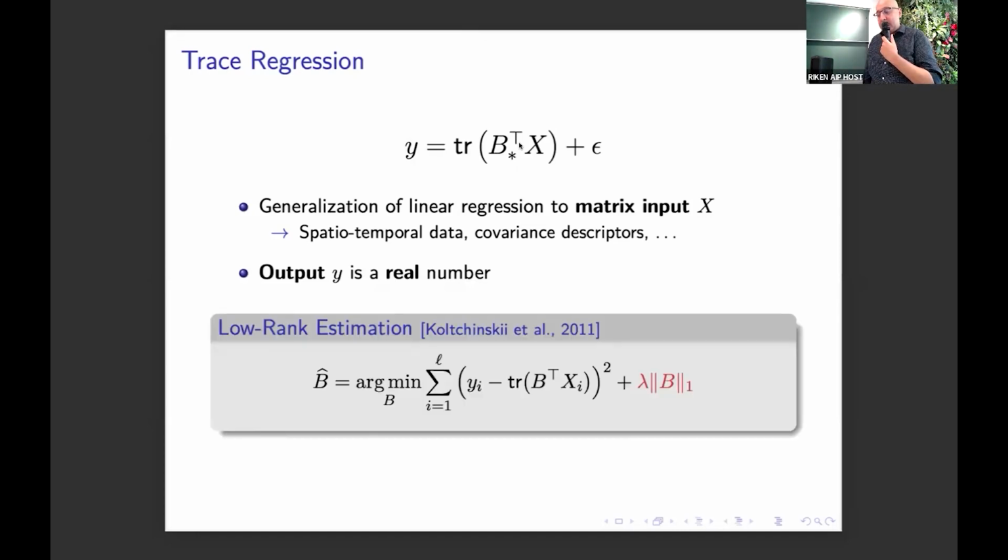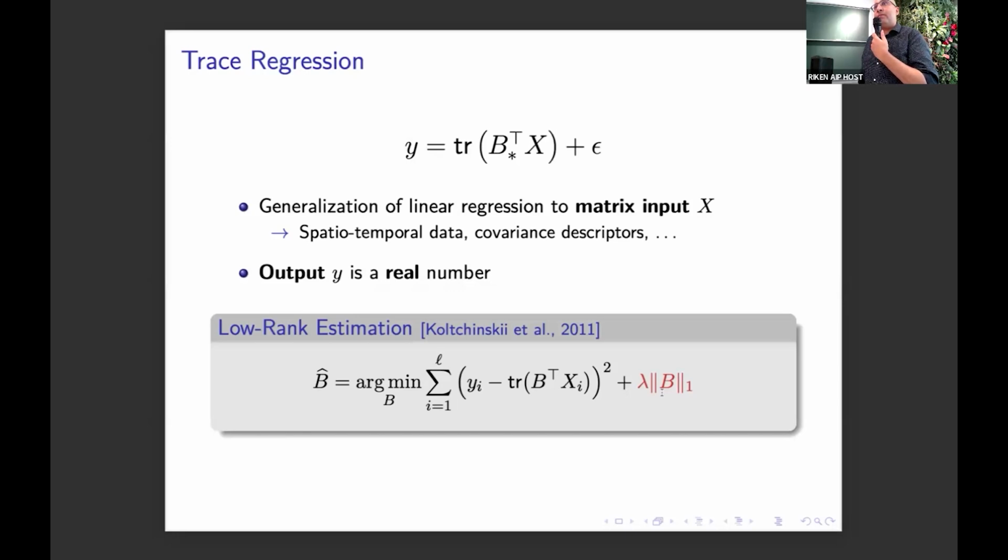There are some algorithms already proposed to solve the trace regression problem, and one class of algorithms is based on estimating the matrix B by adding a low-rank constraint on the matrix of parameters. So we have an optimization problem similar to this one, where the first term is a standard square loss function, and after that we have a regularization on the singular values of the matrix. So norm 1 here is the nuclear norm, okay? And we would like to find the matrix B.